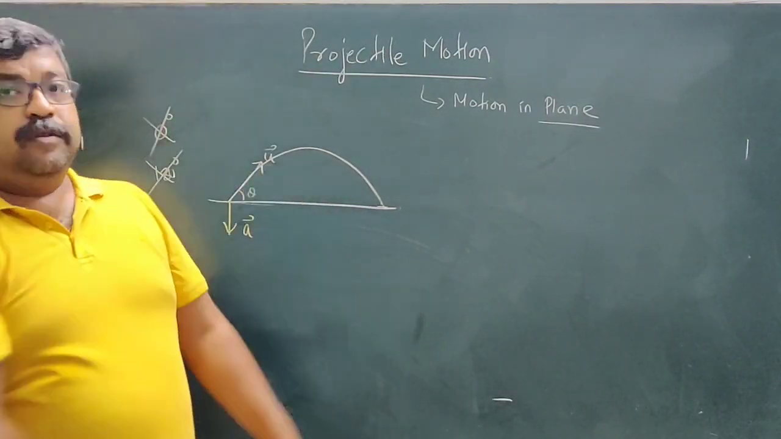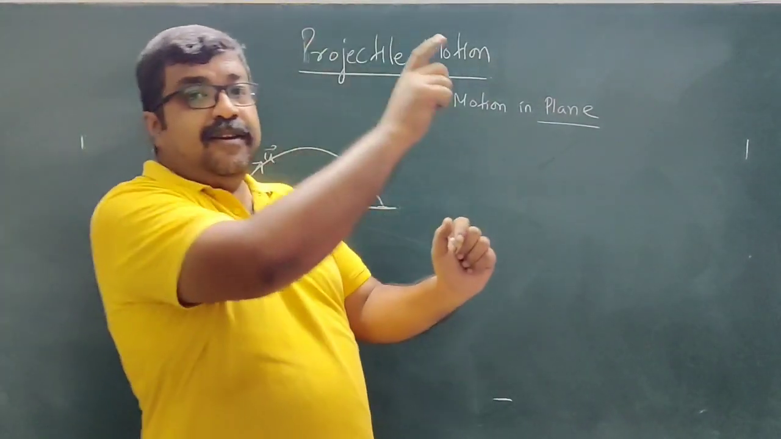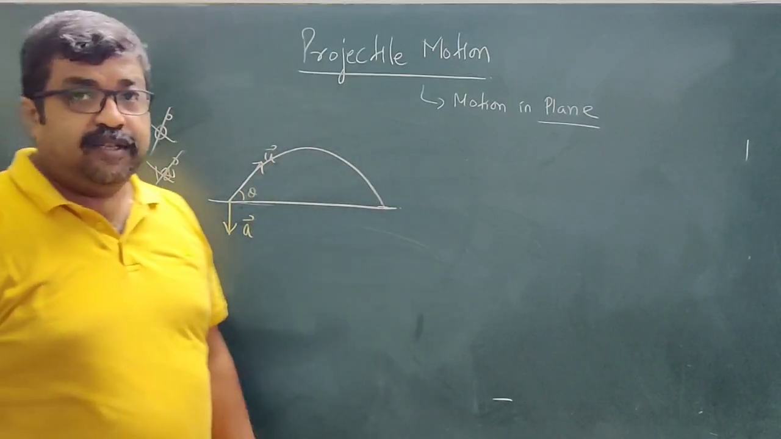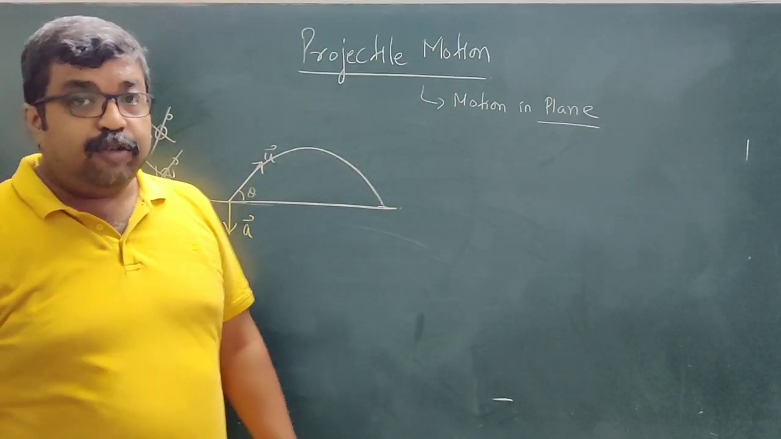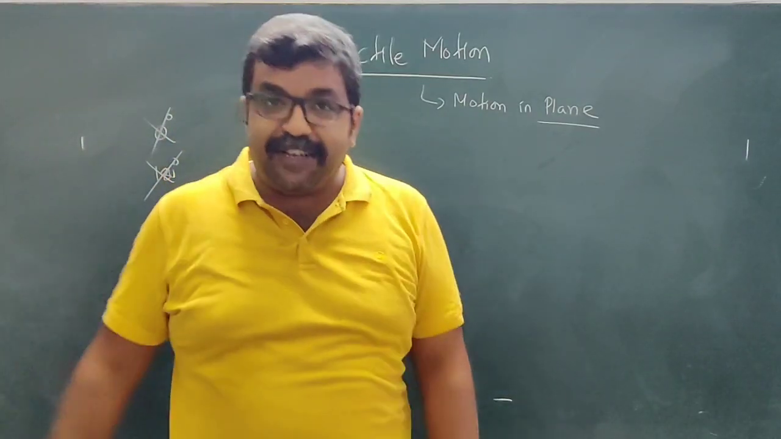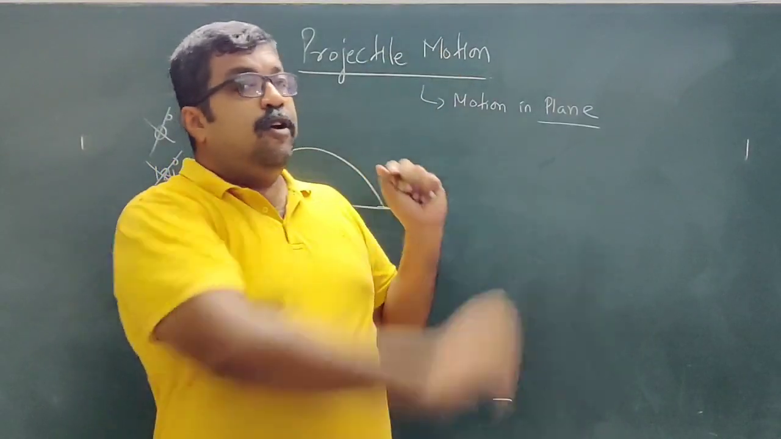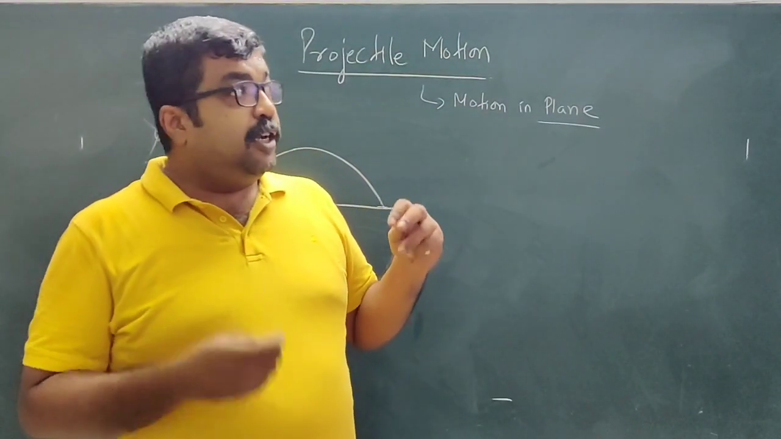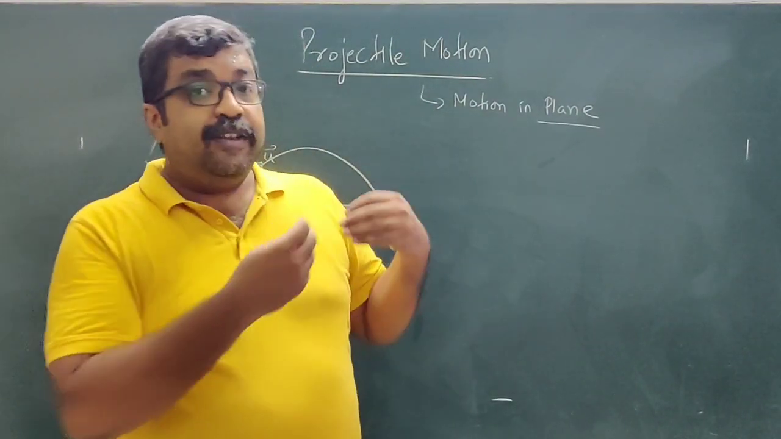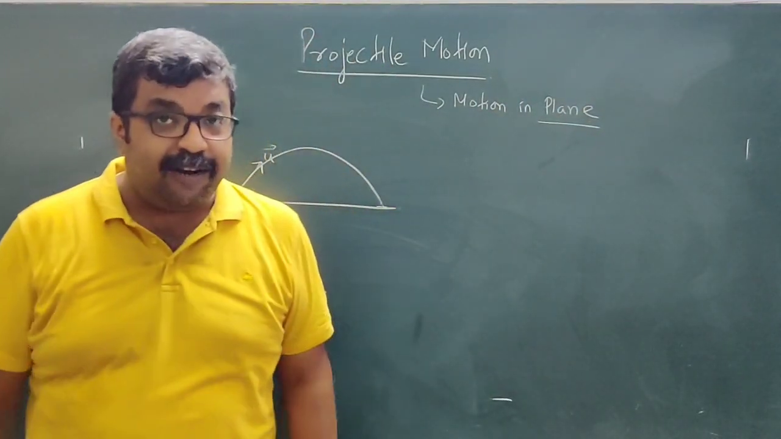Suppose you throw a stone, or a shot put, or a javelin, this is how it travels. Don't say we throw a shot put or a javelin in the upward direction. It will be very risky. While throwing the shot put or the javelin, your goal is that it should travel as far as possible so that you are able to win a medal.